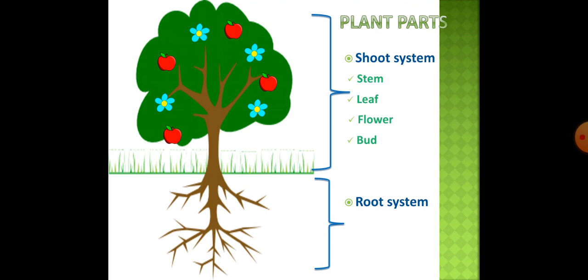Shoot system primarily talks about those parts which are above the ground, like stem, leaf, flower and bud, while root system describes those parts which are below the ground, like primary and secondary roots. Now you must be thinking, what are primary roots and what are secondary roots?